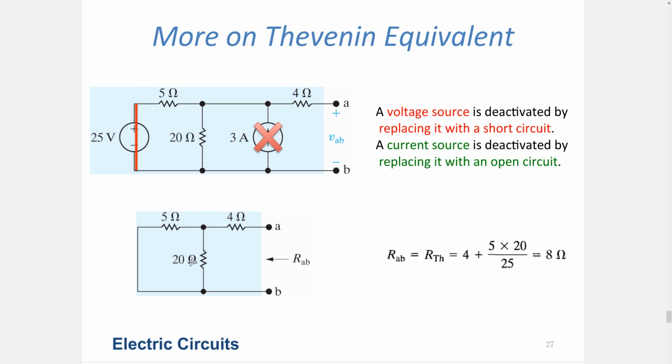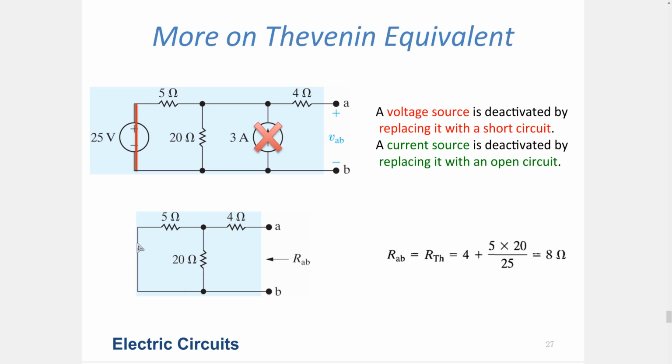Then I can easily calculate. I can see that the 5 ohms and the 20 ohms are in parallel. I can calculate their equivalent resistance as 4 ohms, and the 4 ohms here are series connected. So the RAB would be 8 ohms, which is also equal to the RTH.